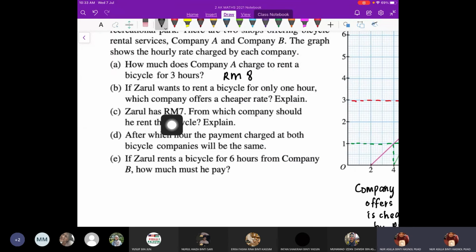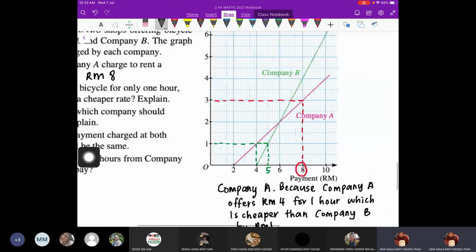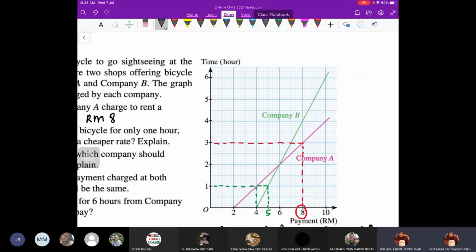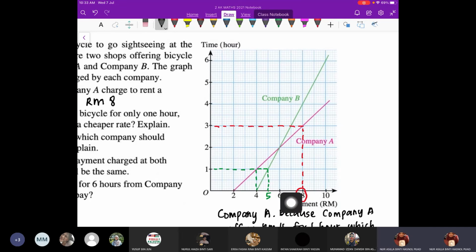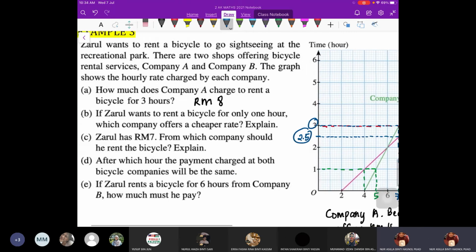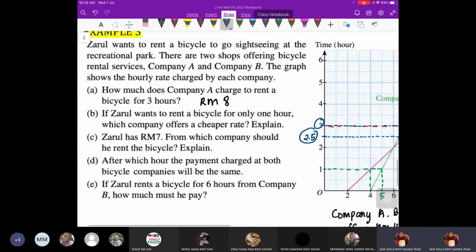Zarul has RM7. From which company should he rent the bicycle? So Zarul ada RM7, jadi kita tengok. Graf, dia tak ada pula. Dia kat sini kita punya grade 2 cm to 2 units. Jadi 7 akan berada di tengah-tengah. Okay, so RM7. Buat je garisan yang sentuh company A and company B. And then company A adalah 2.5. Company B adalah 3. So which one? Of course, it's gonna be company B.